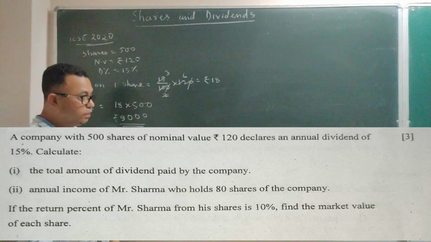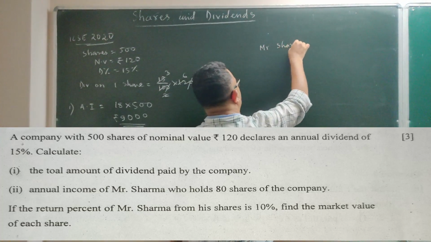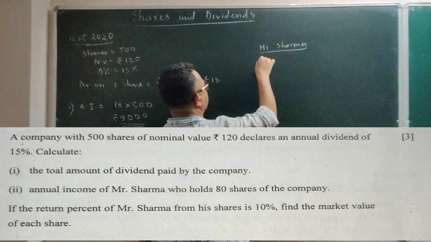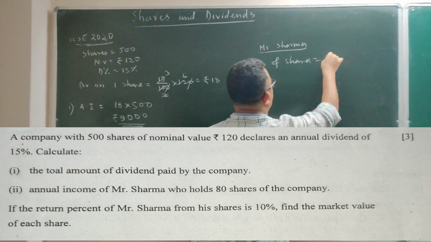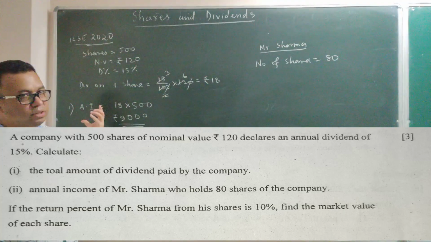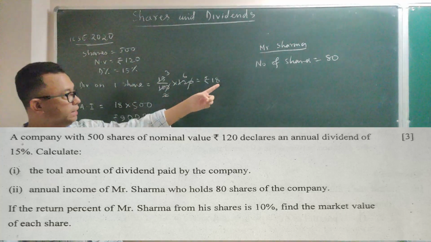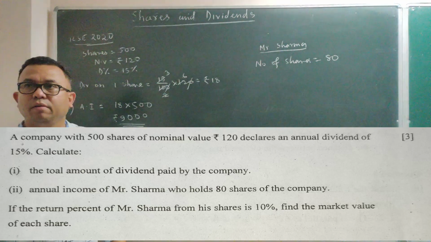But the question is also asking you for Mr. Sharma. For Mr. Sharma, he is holding only 80 shares of this company. So for him the annual income is different from the annual income of the company, because he has only 80 shares. The company had 500 shares in total, but Mr. Sharma had only 80 shares.